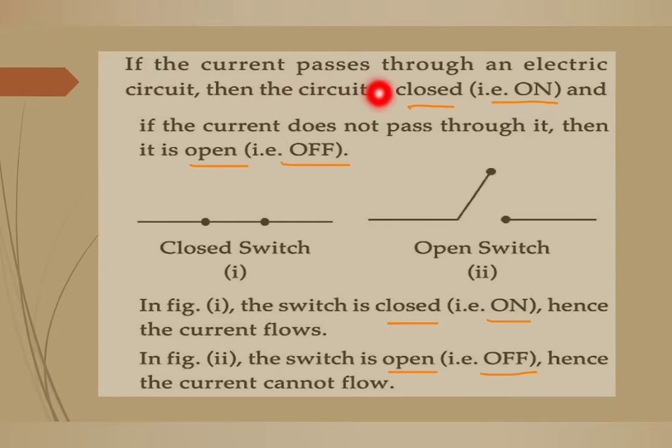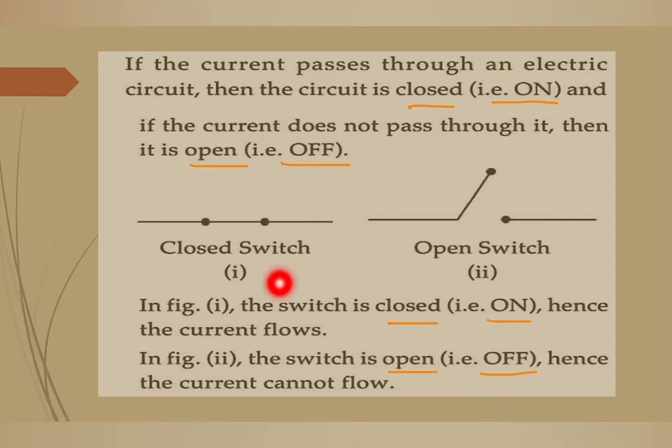If the current passes through an electric circuit, then the circuit is closed, that is on, and if the current does not pass through it, then it is open, that is off. Remember, if current passes through the circuit, then the circuit is closed or on, and if current does not pass through the circuit, then the circuit is open or off.